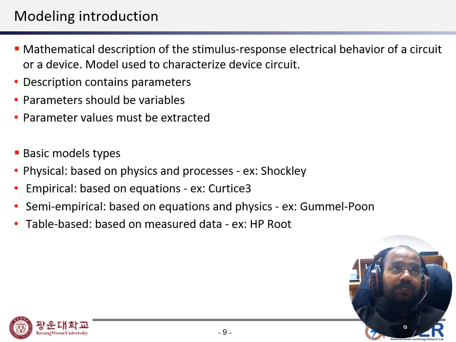For modeling, actually modeling is a mathematical description of the stimulus response electrical behavior of a circuit or device. Models are used to characterize device circuits. The description contains the parameters and variable parameters for the modeling, and these should also be extracted. Basic model types: this is physical, based on physics and process. Empirical, it is also empirical and semi-empirical too.